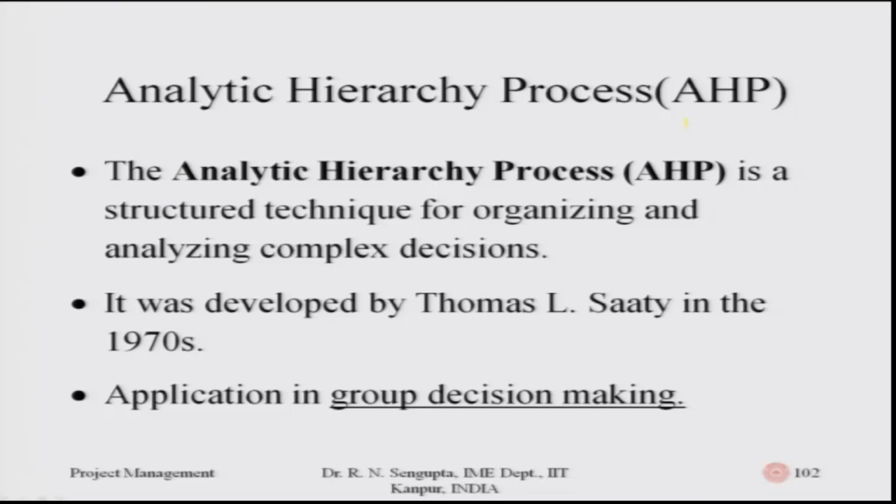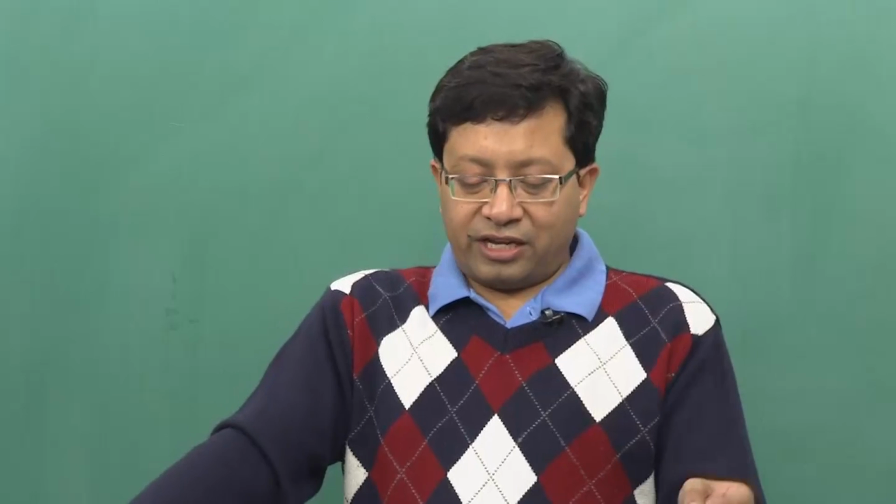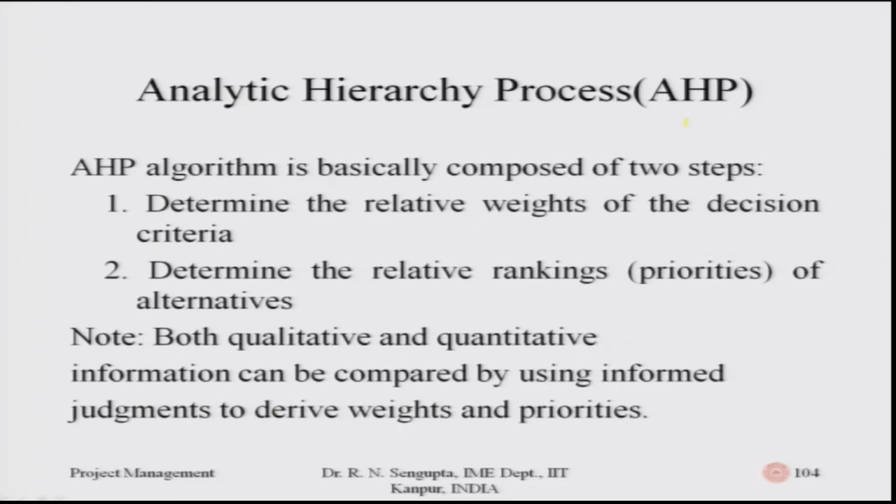I would not go into those detailed examples, but I will very simply consider this AHP, where the group decision making process is considered in a very qualitative way, such that it gives you, in a nutshell, the conglomeration of the decision processes of different human beings. It has a wide range of applications, for example, selecting a car for purchasing, deciding upon a place to visit for vacation, deciding upon MBA programs. All these can be decisions, projects, whatever is to be considered.